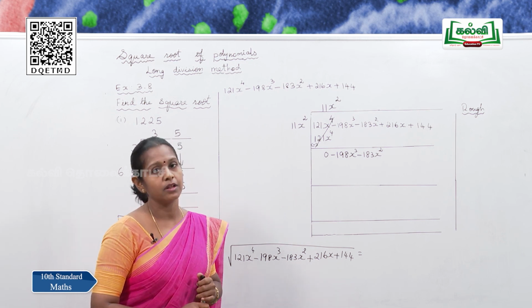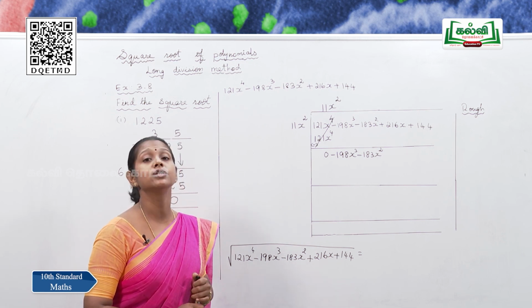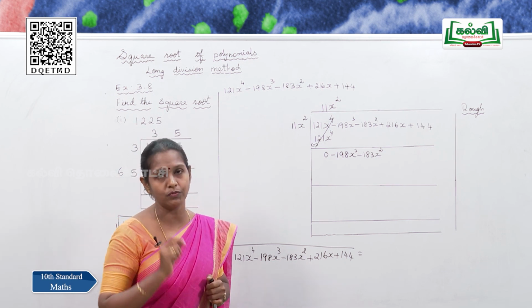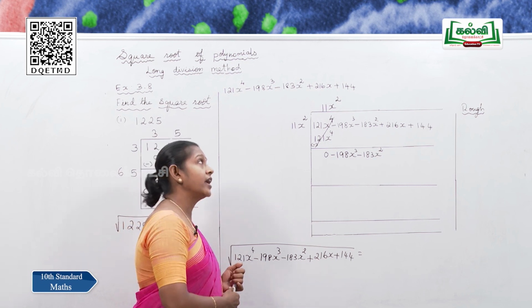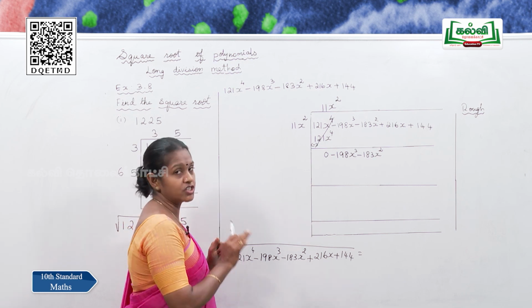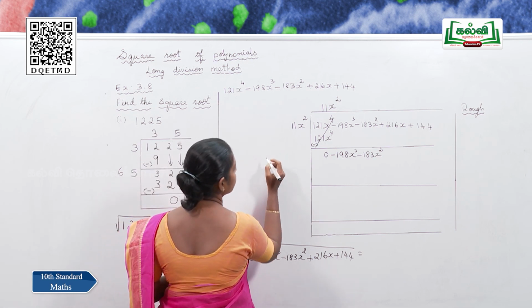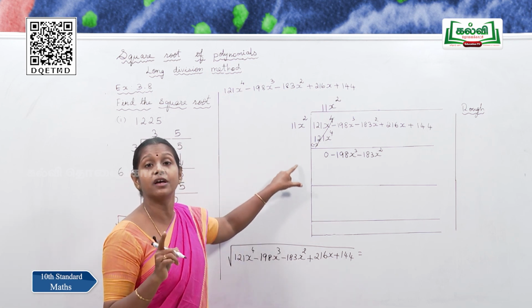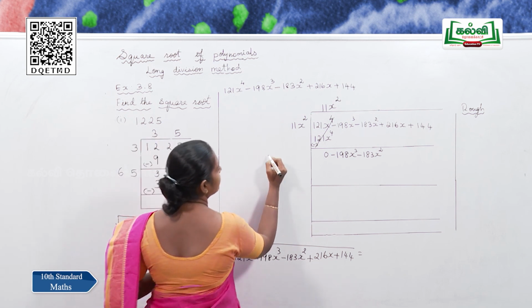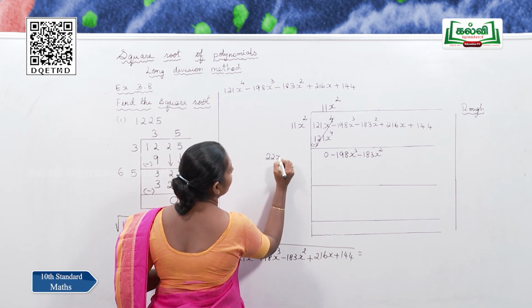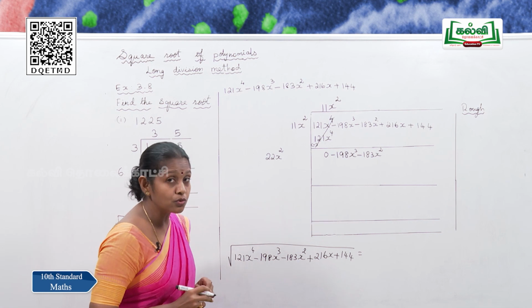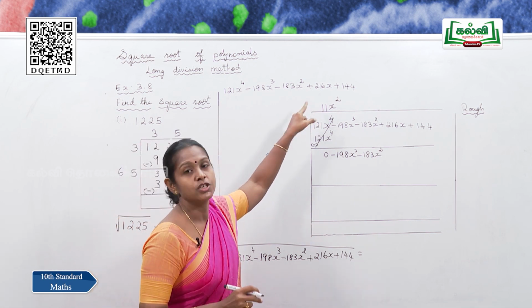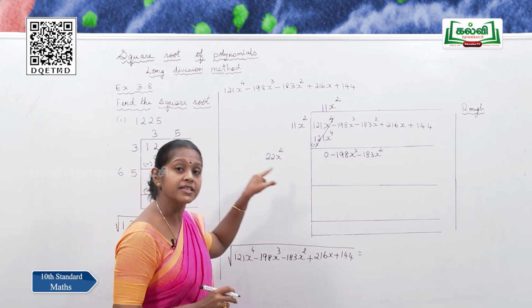That 11x squared should be multiplied by 2, the constant 2. When you multiply 11 with 2, what will you get? 22. X squared is the same. There is no change in the variable. So, you have to write. Remember, when you write, you have to leave a gap to introduce a new number. So I am writing 22x squared. Why is it 22? Because I have multiplied 2 with the quotient 11. So, 11 2s are 22x squared.